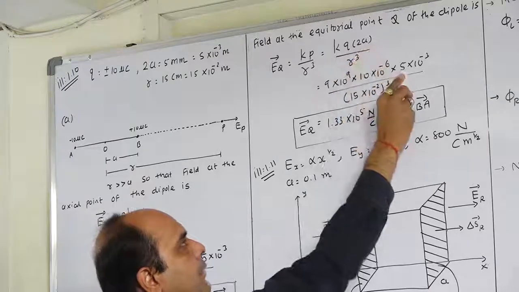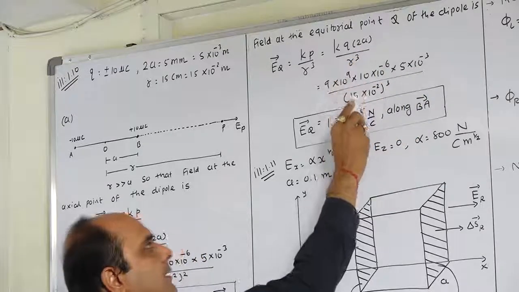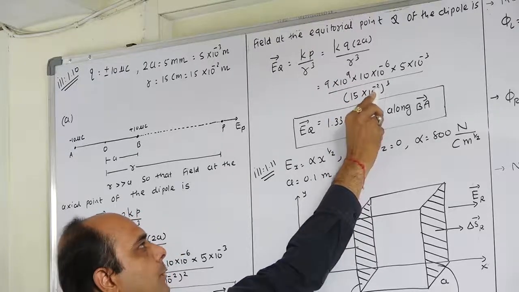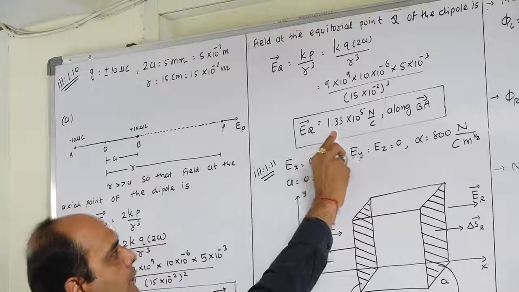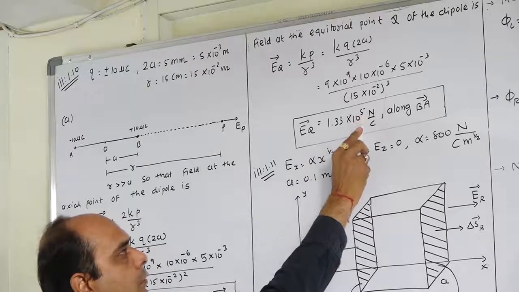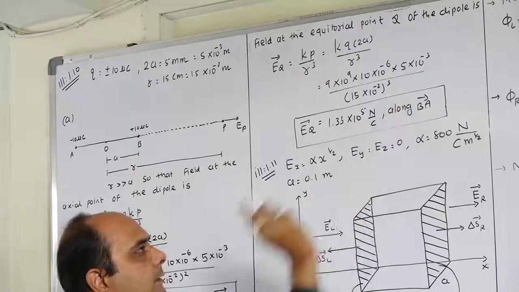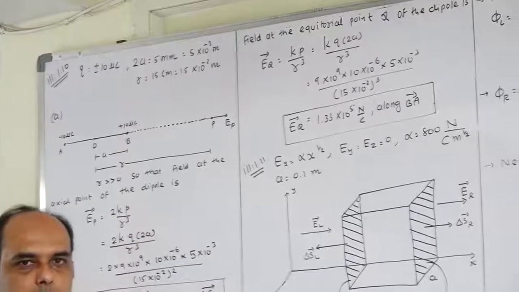2A is 5 into 10 raised to minus 3. And distance is 15 centimeter, means 15 into 10 raised to minus 2 whole cube. By calculating them, your answer will be coming 1.33 into 10 raised to 5 Newton per coulomb. It is acting along vector BA.